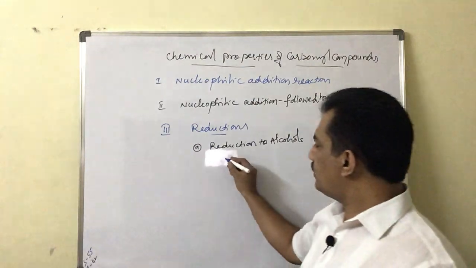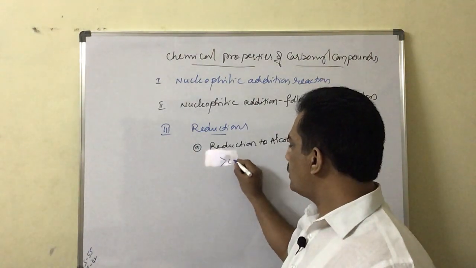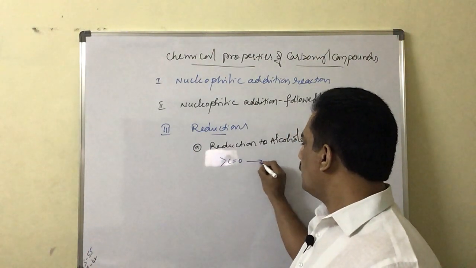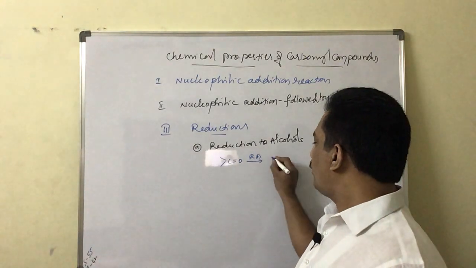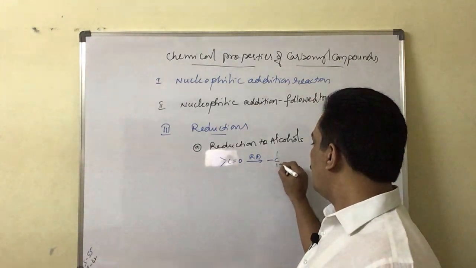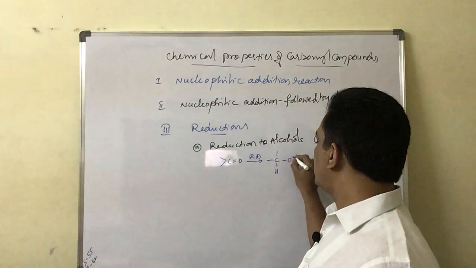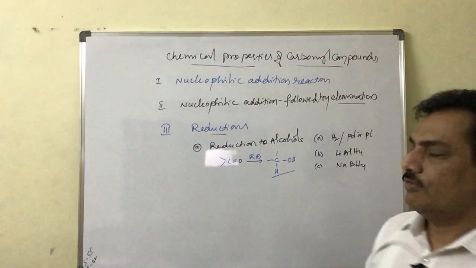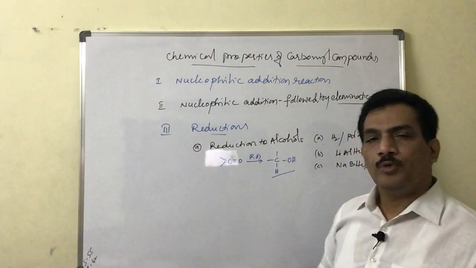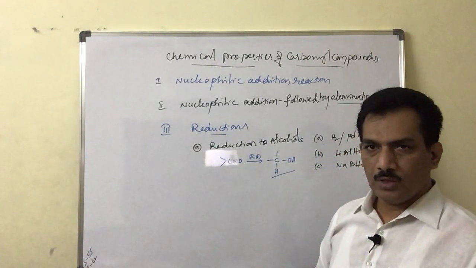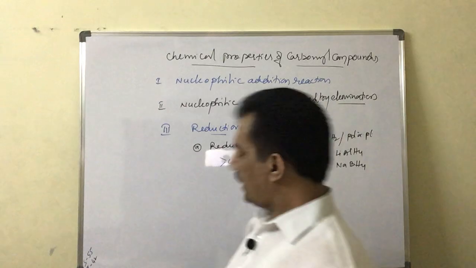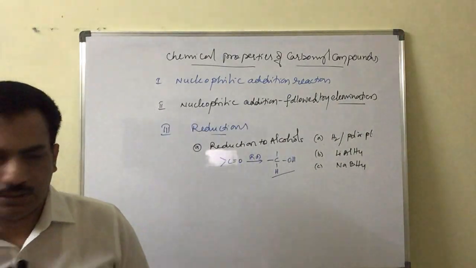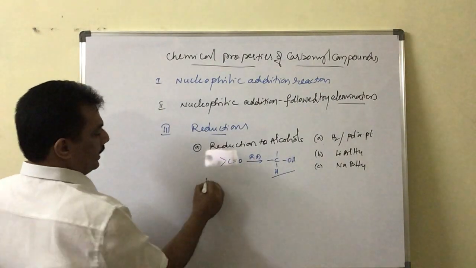And here what is happening is the C double bond O group on reduction forms CHOH. Simply, C double bond O is converted to CH-OH. Okay, and now the second reduction property.